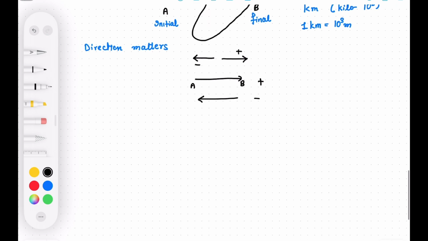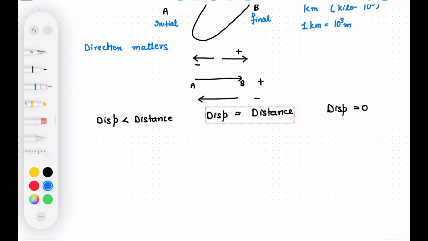Now your displacement is always less than distance. Displacement can be equal to distance, and displacement can be equal to 0. Let's just discuss when it happens.